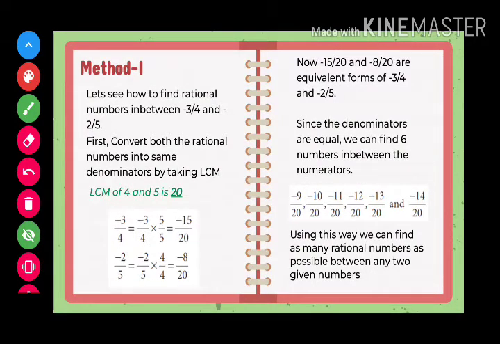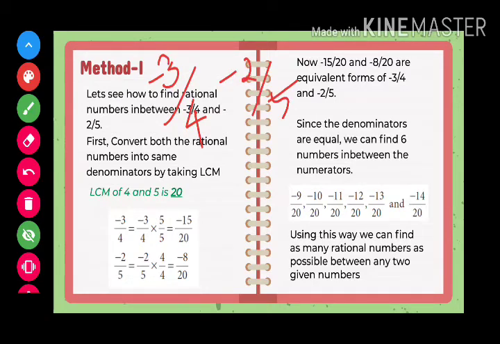Okay, so to find a rational number between any two rational numbers, there are two methods. The first method is using LCM. We all know how to find LCM of any given number. Let's understand this method using an example. Let's say our two numbers are -3 by 4 and -2 by 5.